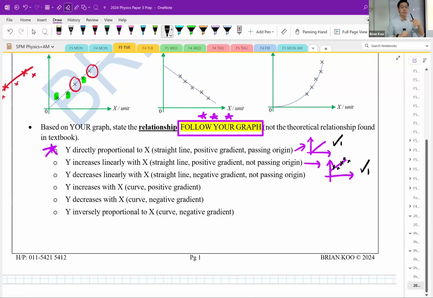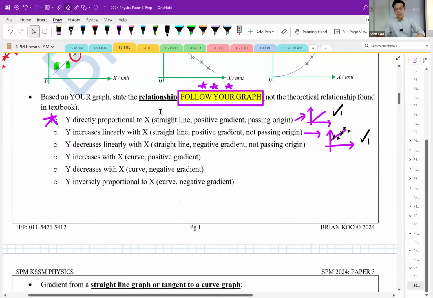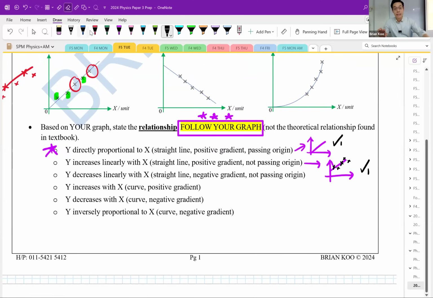Both are correct, huh? This year's SPM. If you draw directly proportional, then directly. Inversely, then inversely. Okay, but you must make sure it must touch the y-axis. Okay, your graph must touch the y-axis.